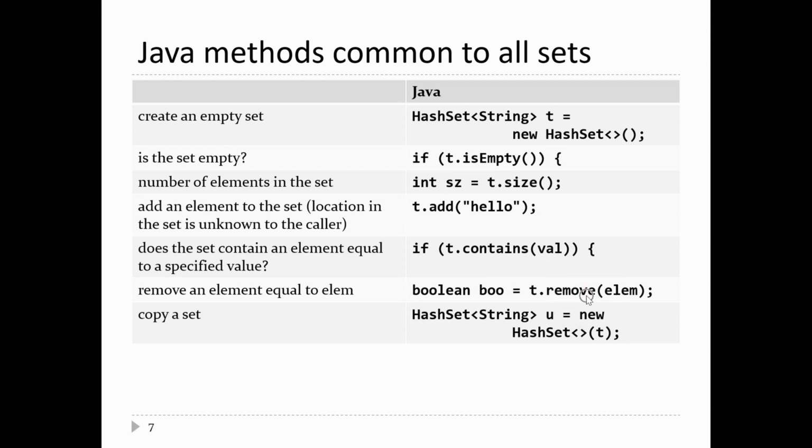Remove. You can remove an element as long as you know it's in the set. So remove elem, where elem is one of the elements in the set, will remove the element. If elem is not in the set, remove returns false. And if you want to copy a set, well, you just call the copy constructor for set, exactly the same as with the list. I want to copy t, just pass t to the constructor of hash set, and that will copy the set t.